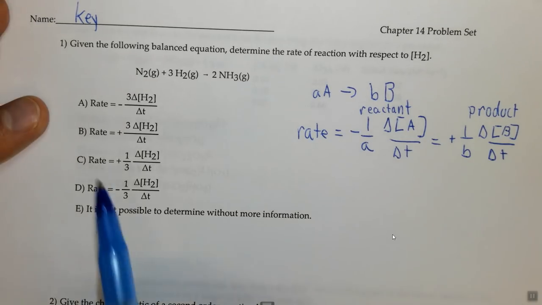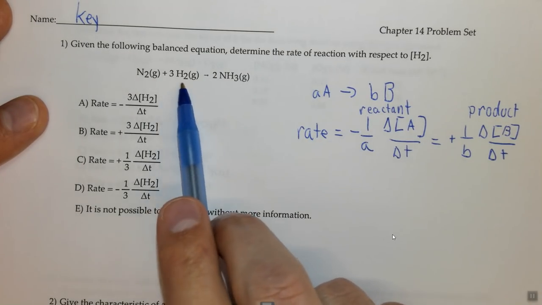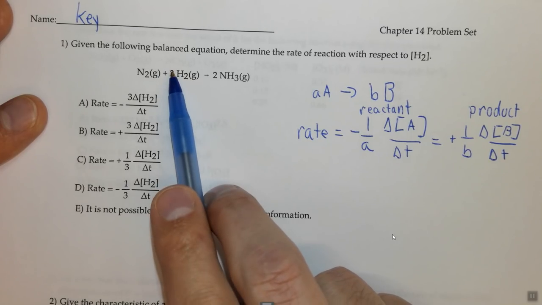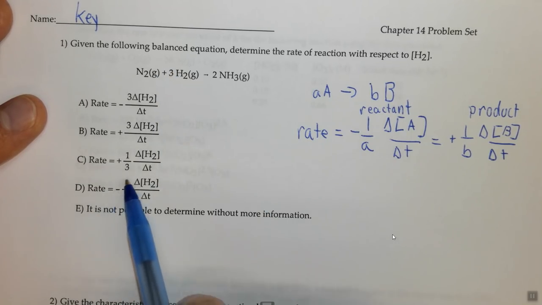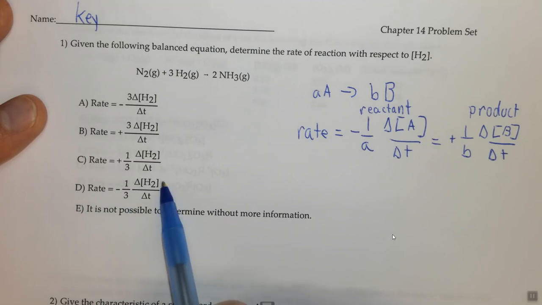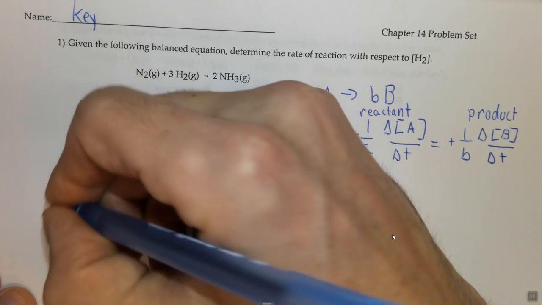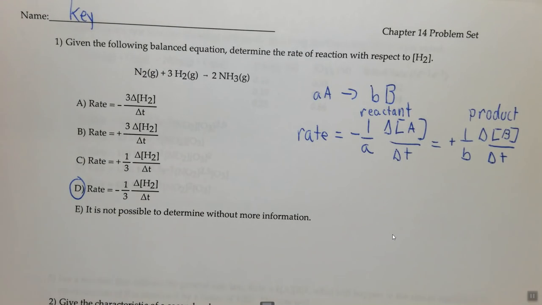So let's look here for hydrogen. Hydrogen is a reactant, so it's going to be negative. The stoichiometric coefficient is 3. So negative 1 over 3, delta concentration H2 over delta t. This, choice letter D, expresses the rate of loss of, in this case, hydrogen.